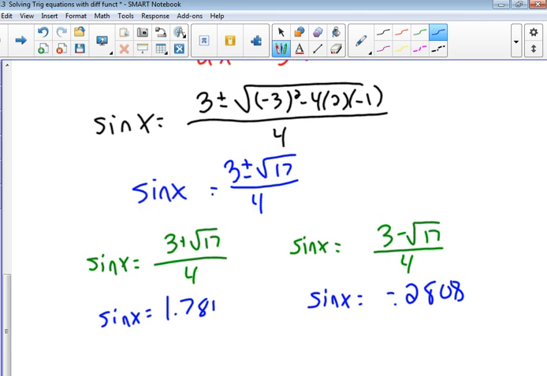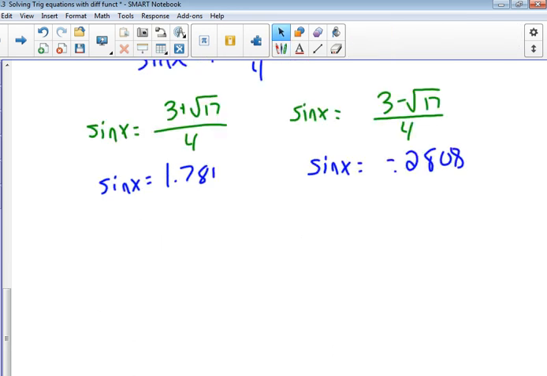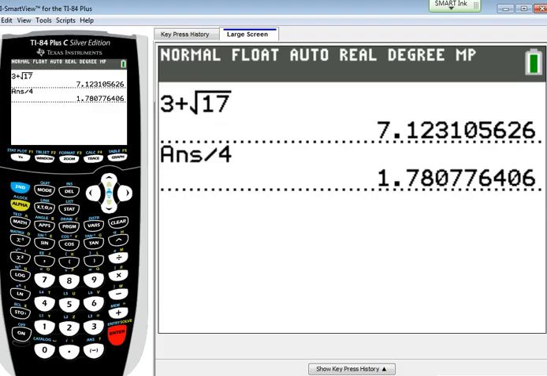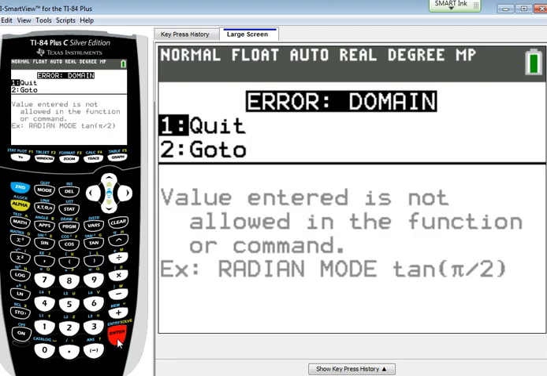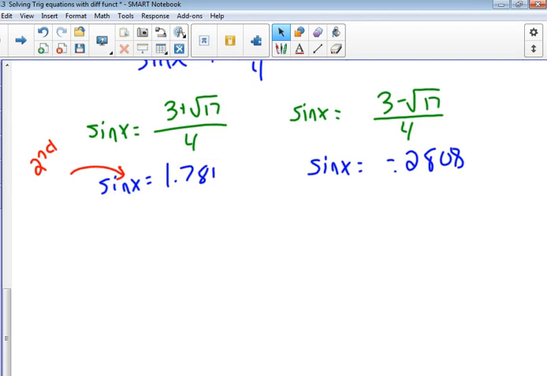Yeah. Okay. So once you're here, now we can actually figure out what this value of x is. So we want to use your second function key here. So second sine, 1.78. I got an error. Oh, good, yeah. You should get an error because it's over 1, isn't it? Even though it's a decimal? Okay, so yeah, that one doesn't even work. I love when that happens.